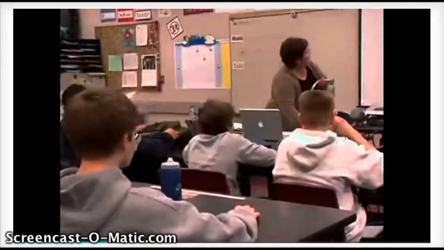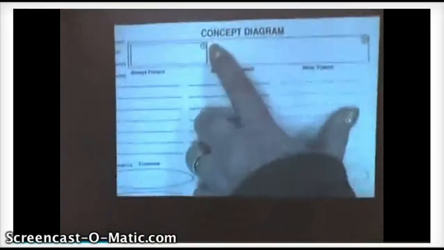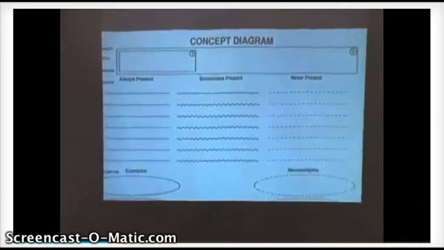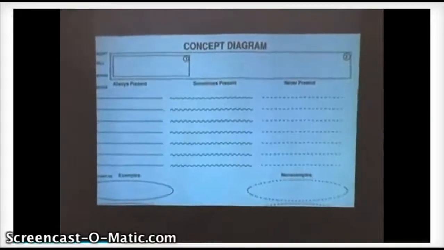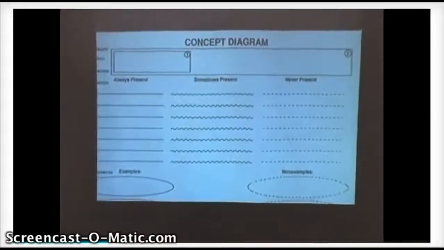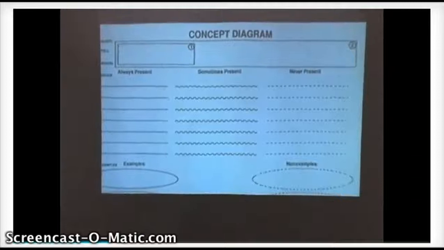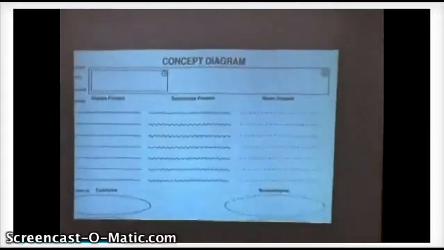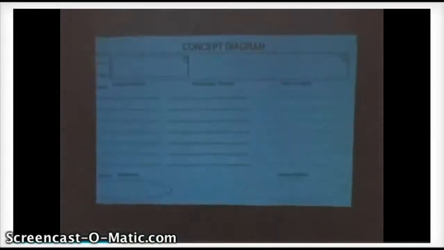All right, you're going to get something that looks like this. What does that say at the top? Concept diagram. All right, and you see there's a lot of lines and circles on there. What we're going to do is talk about what you already know and list it, and then figure out and come up with a definition.